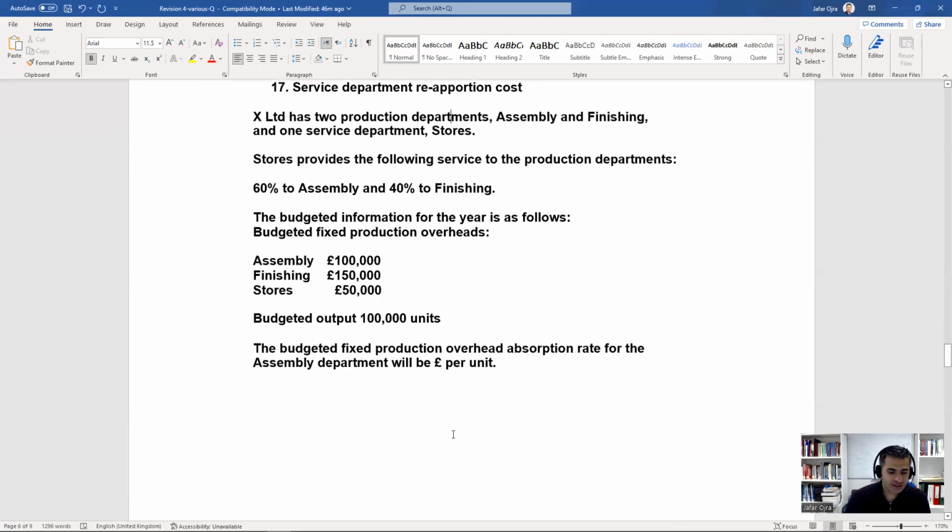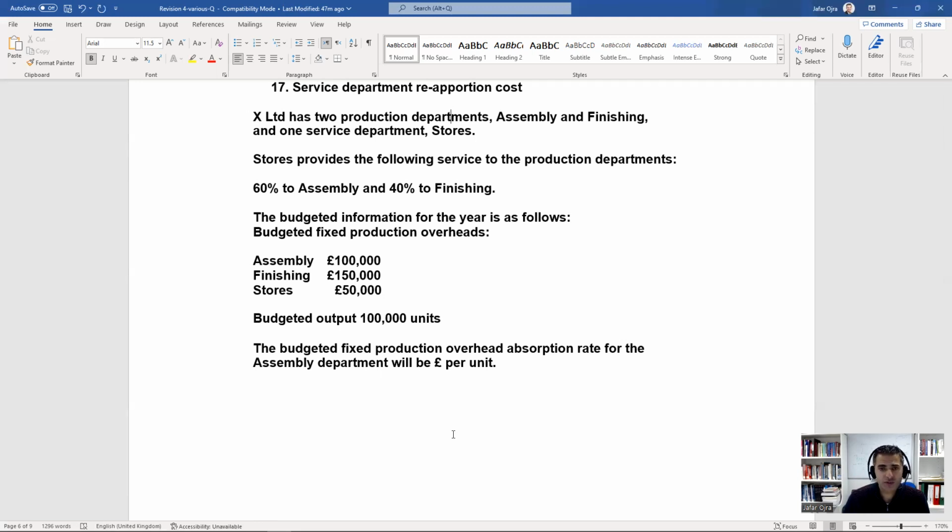Right, question number 17. X Limited has two production departments, assembly and finishing, and one service department, which is the stores. Stores provide the following service to the production departments: 60% of stores goes to assembly and 40% goes to finishing.